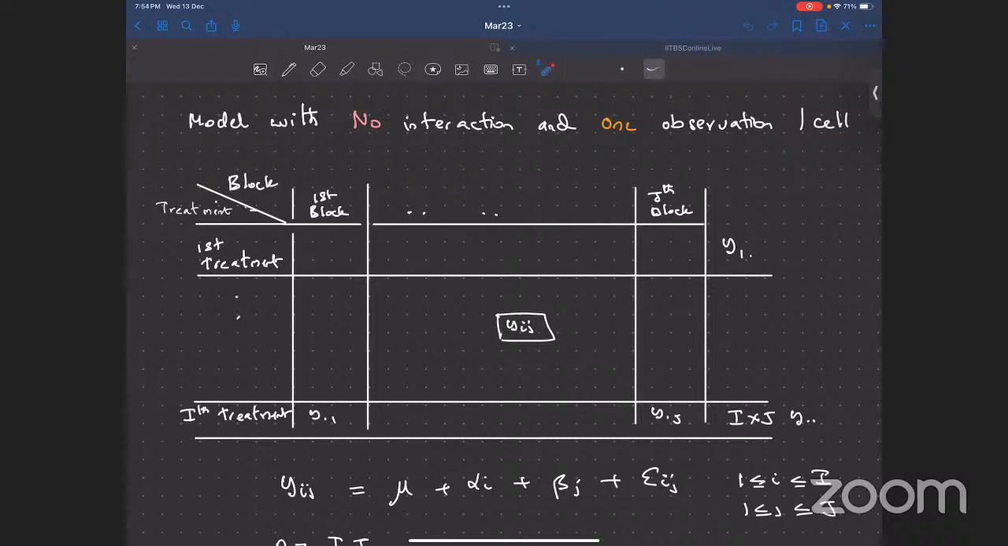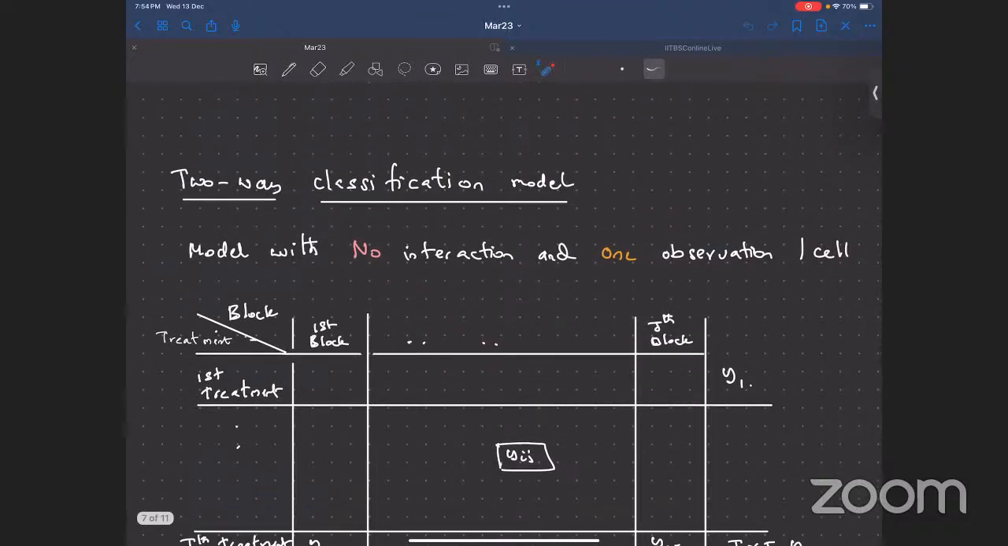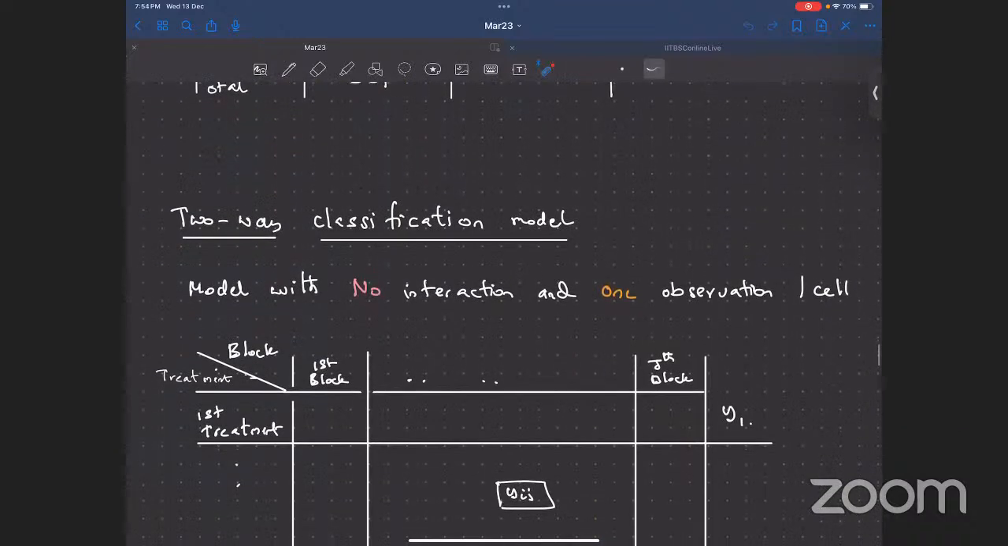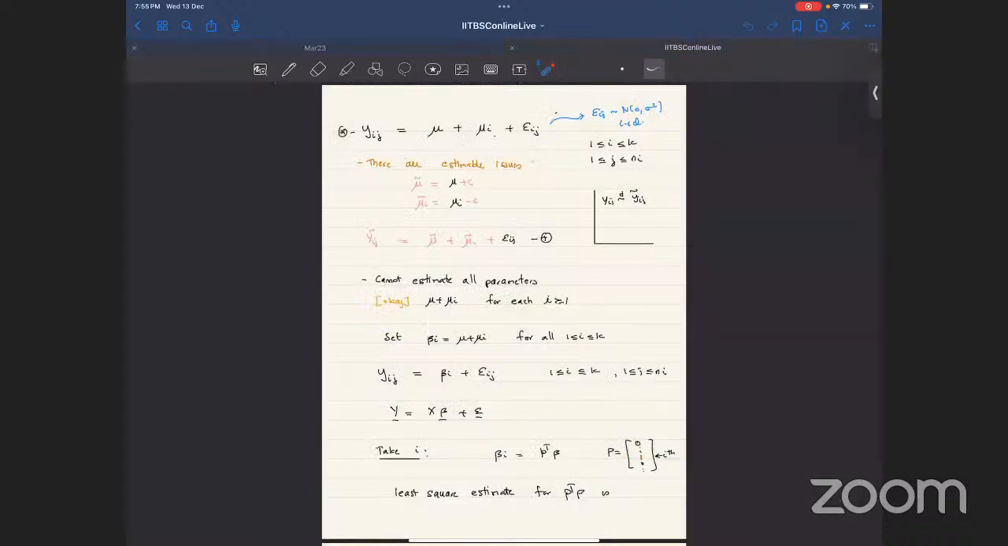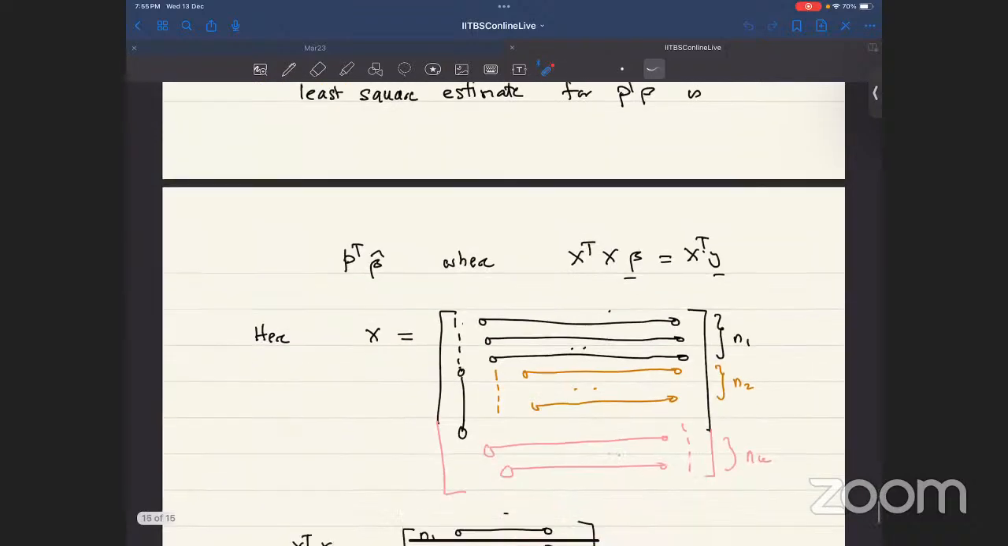But let me try a slightly different way of motivating this two-way classification today, and then I'll come back and we'll try to do code for the one-way classification, and you can try the code for the two-way. If there are no further questions, I'll carry on this way, but otherwise I'll stop for a second, so let me know.